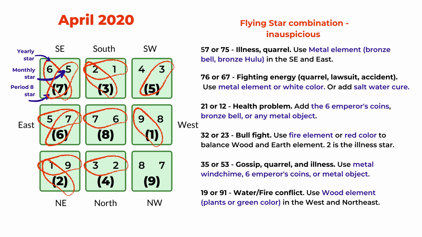The south is also the location of Sui and the 3 killings. So those are negative stars. That's why we have to be careful here and try to avoid any construction in this location.